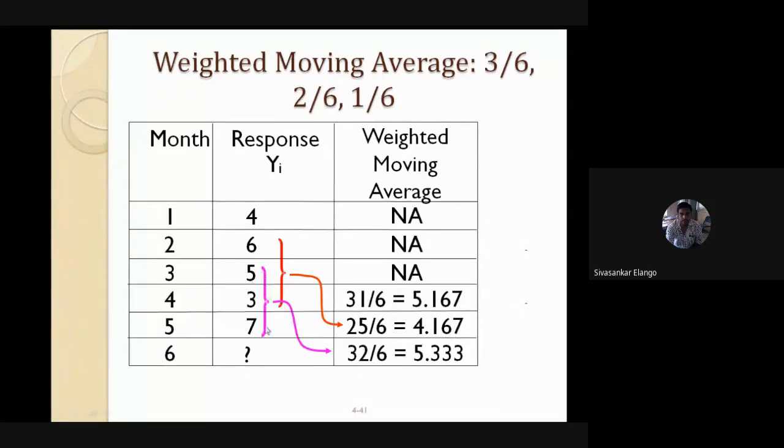Here the weights are going to be 1, 2, 3 for month 6. So 1 into 5, 2 into 6, 3 into 7. So 5 plus 12 plus 21, 38 by 6, I get 6.33. So this is known as the weighted moving averages technique, which is an extension of the moving average technique, where we are going to assign different weights to different months. For the recent month, I am going to assign high weight, and for the past data, I am going to assign low weight. It's known as weighted moving average.